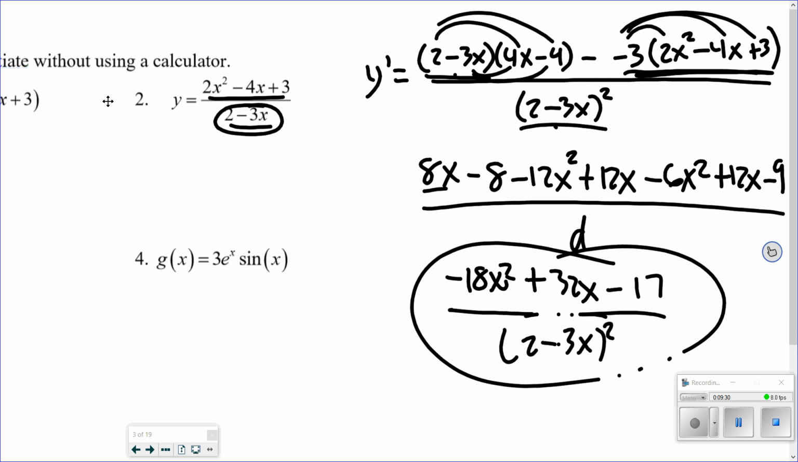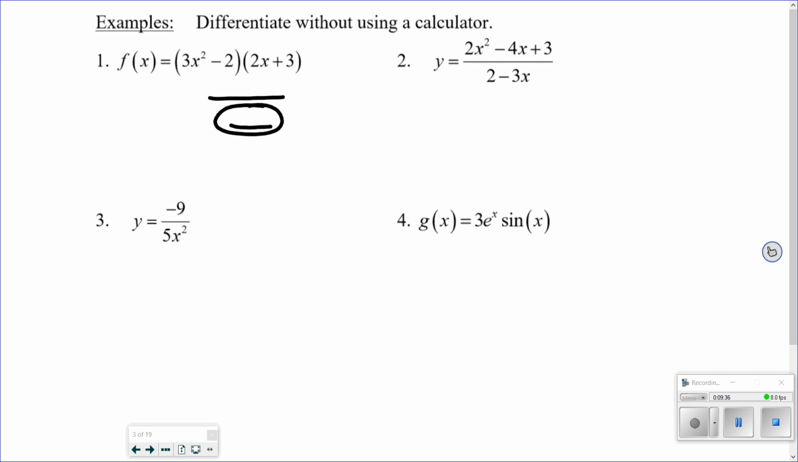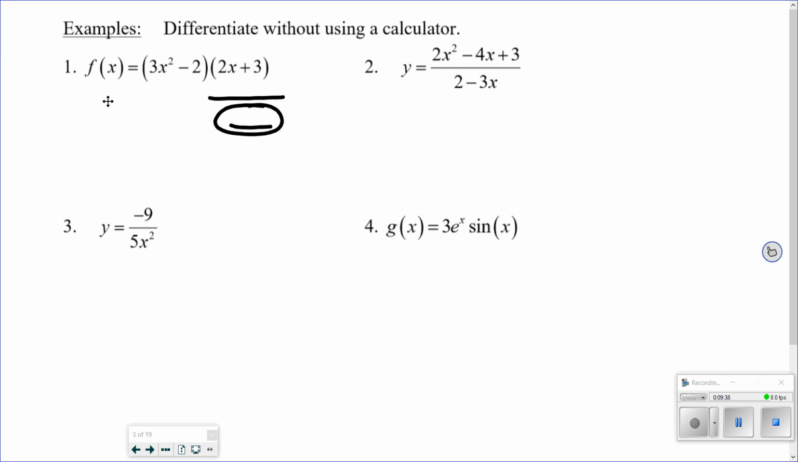Okay, let's do example number 3. We could actually do it either way. We could do it the way we did it before, or we could do it with the quotient rule. I'm going to do it with the quotient rule first, since that's what we're practicing. Then I'll go back and show you that other way.